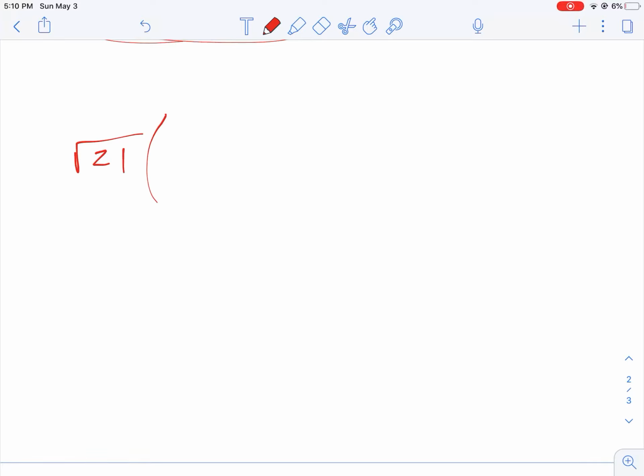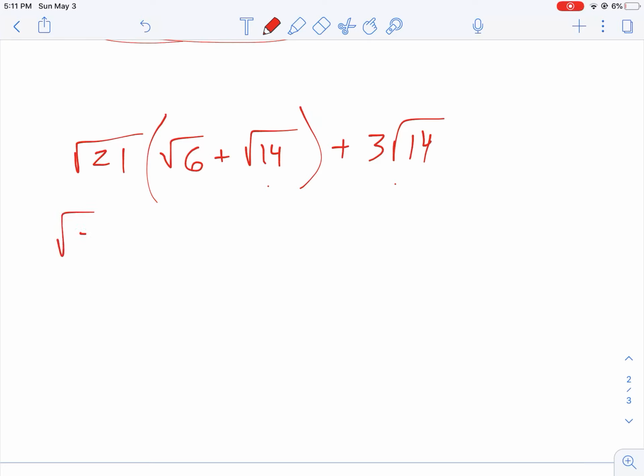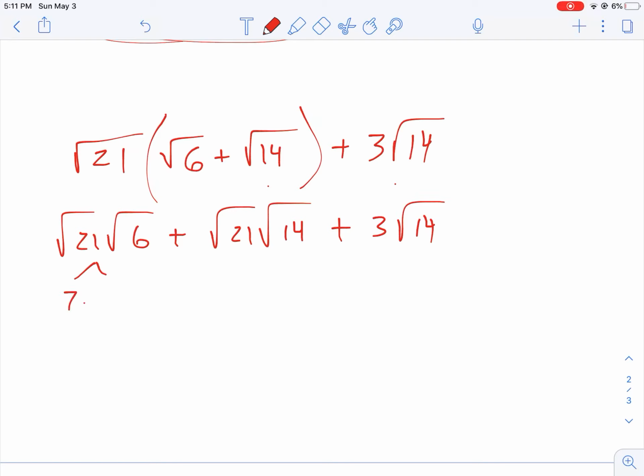All right, one final practice. Square root of 21 times root 6 plus root 14, plus another 3 root 14. I cannot combine these because one of them is in a parentheses. So my root 21 times my root 6 plus a root 21 times a root 14. I'm not going to multiply those out yet because I'd rather break down rather than build up.